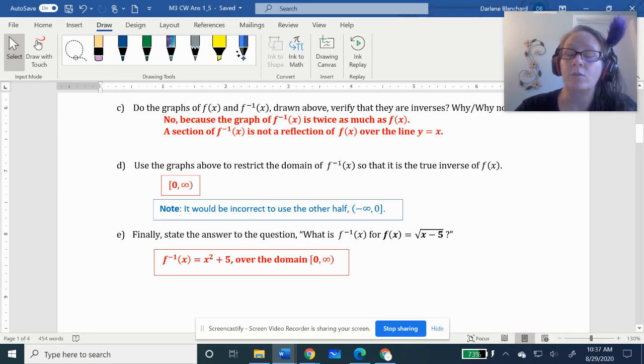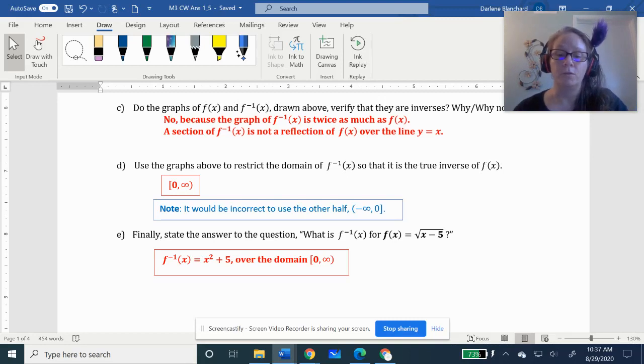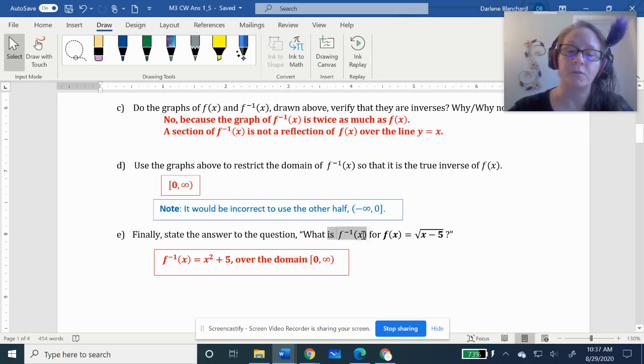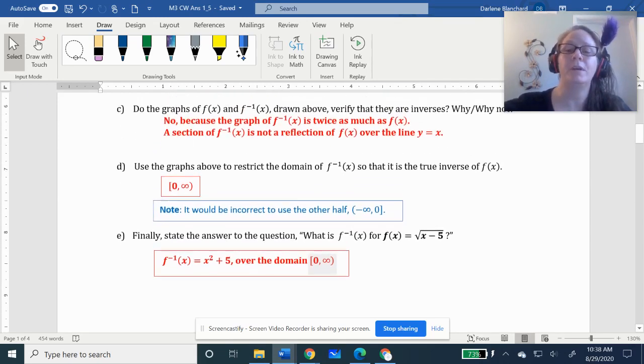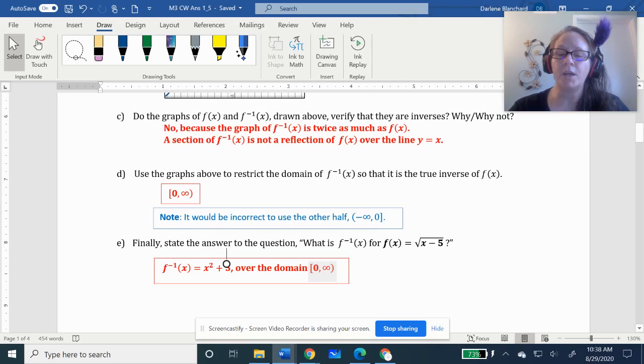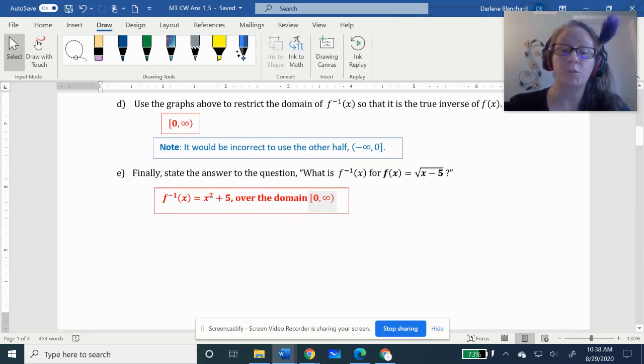And do realize you would be incorrect to put the left half of that parabola. What is the correct answer to f inverse of x? It is x squared plus 5 over the domain 0 to infinity, inclusive of 0. So now you realize that you have to be careful anytime you involve the x squared and the square root together as an inverse pair, because there are always issues of needing to restrict the domain of one of them in order to be a genuine inverse.